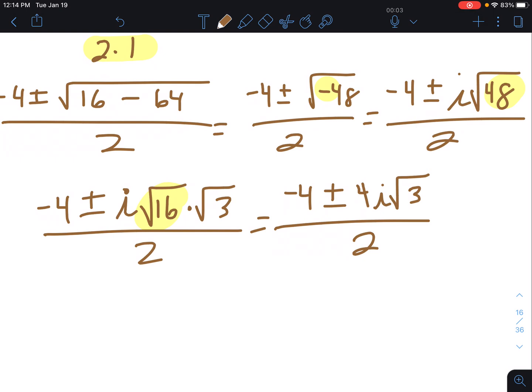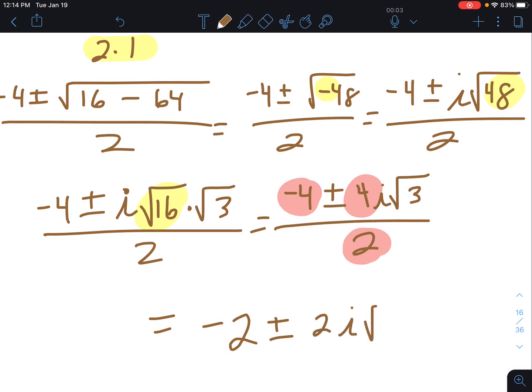Now we can go further here. This fraction can be reduced. Look at these three numbers here. These two numbers can be divided by 2. So let's do that. So negative 4 divided by 2 is negative 2. Bring over your plus minus. 4 divided by 2 is 2, and drag down your i root 3. So there are your other two answers.